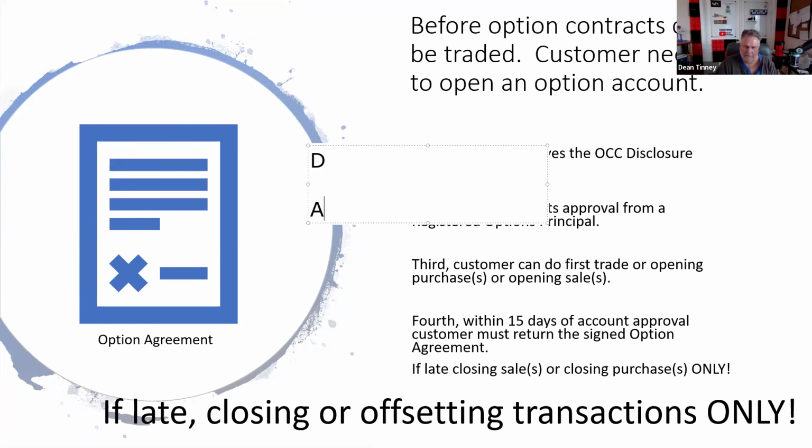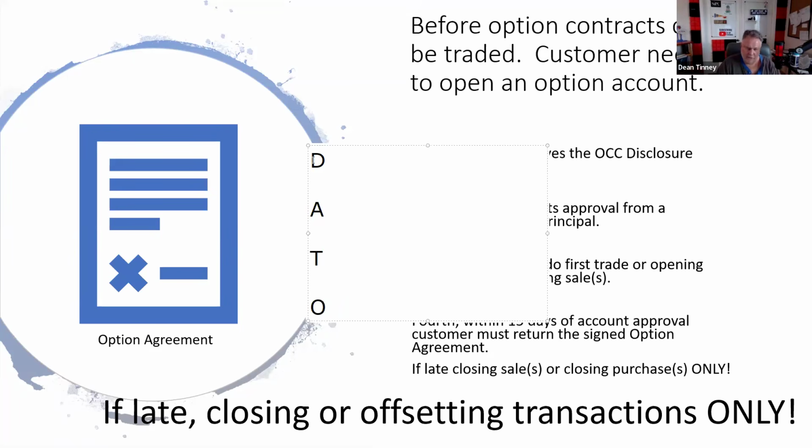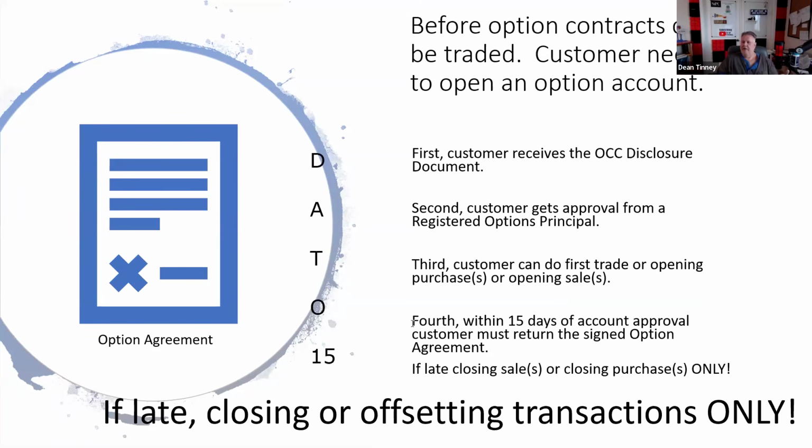So, we haven't done any trades yet because in terms of my presentation, we have not yet opened an option account. And we can't do any option trades until we've actually opened up the account. Once we open up the account, then we're off to the races. But first, I'm going to give you an OCC disclosure document. That's the D. It's called the characteristics and risks of options.